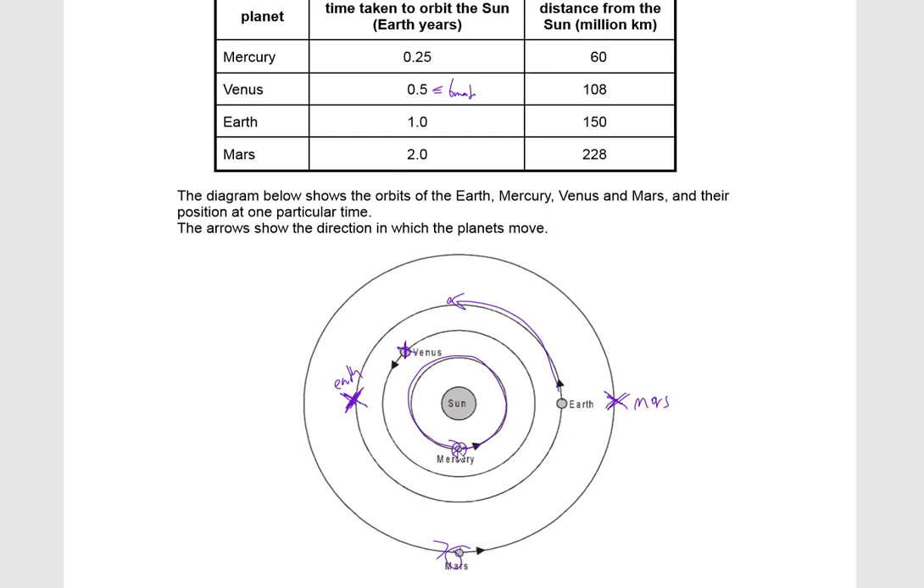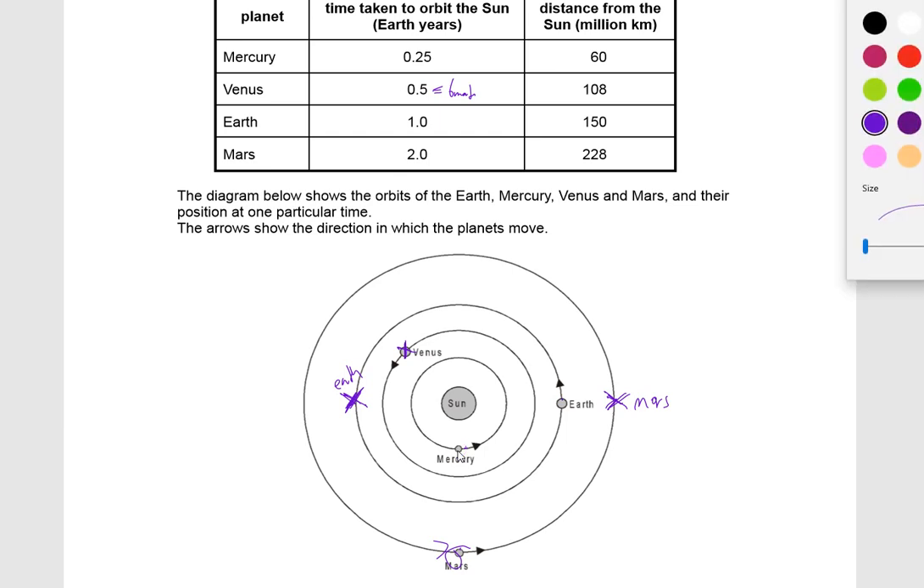Half. So in 6 months, Earth would be there. So therefore, a quarter is there. So in 6 month time, 1 year, 6 months it will be here.